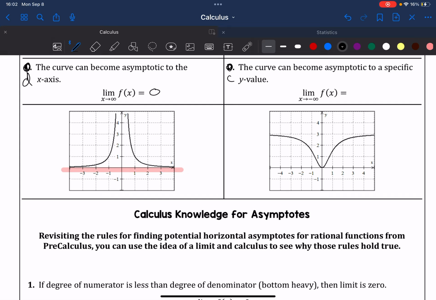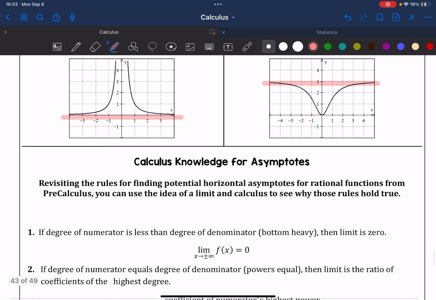Okay. And then for the other part, it says the curve can approach an asymptote at a specific y value. So this was the case where the degrees were the same, so we were able to get the exact horizontal asymptote. So in this case, it was 3 because that's where they're approaching on the graph.